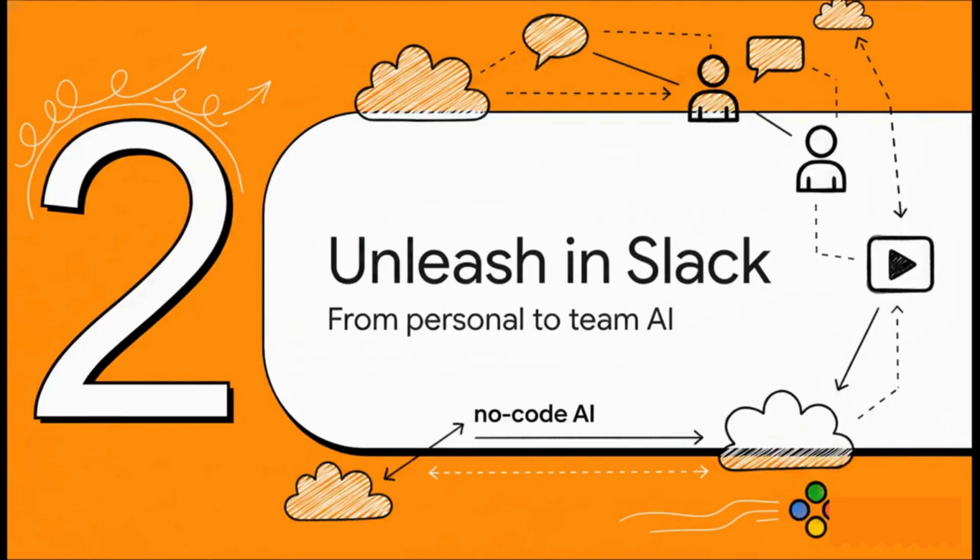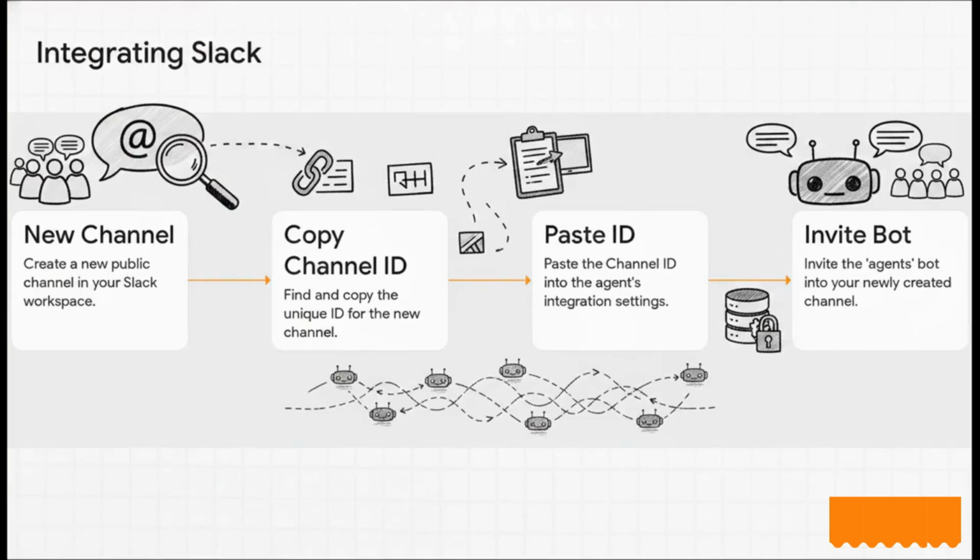Okay, so that's fantastic as a personal assistant. But now let's see how we can turn it into a true team collaborator. By plugging this agent directly into a Slack channel, your entire team can start using it without ever having to open up ChatGPT. The setup is super straightforward.